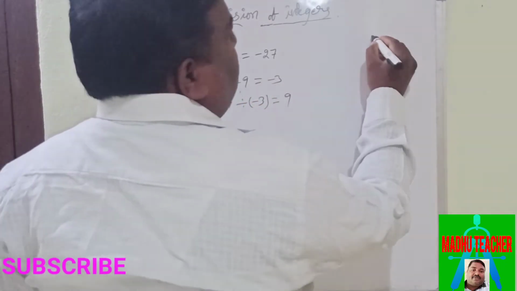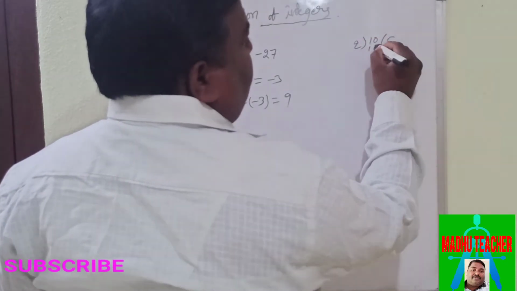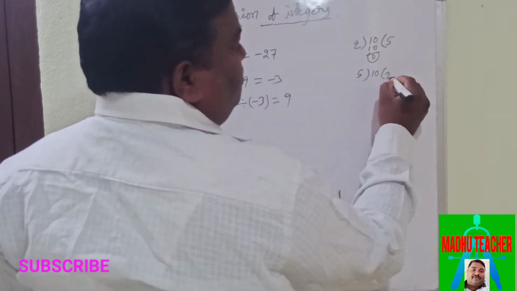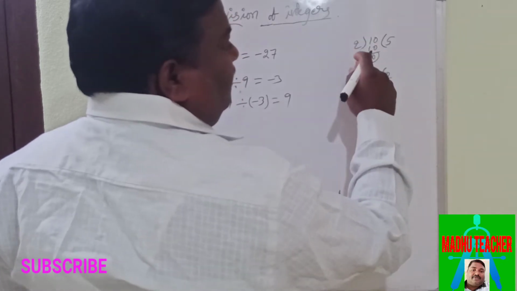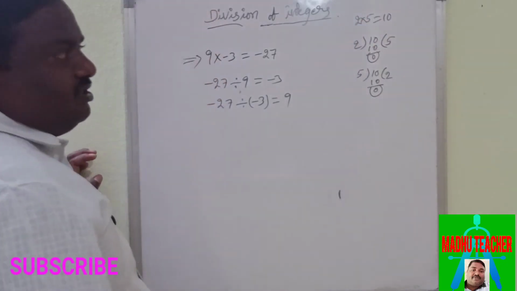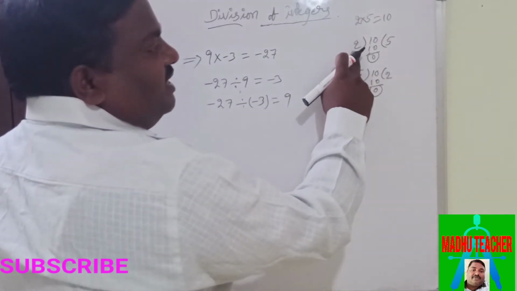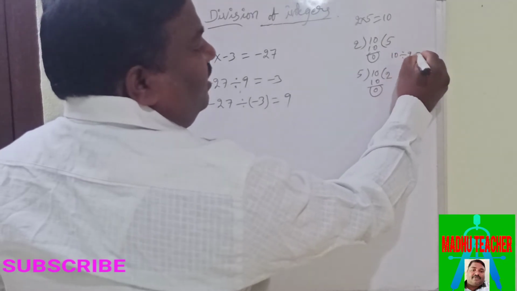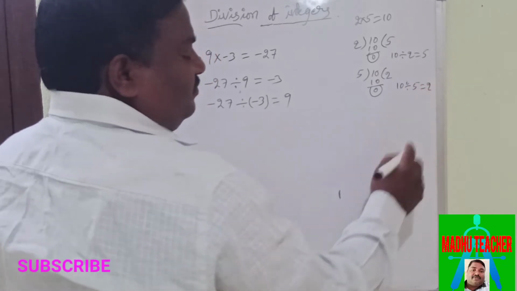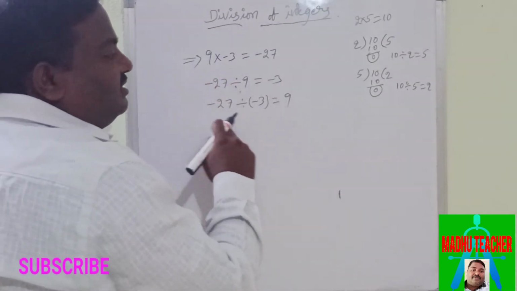You know this. Suppose 10 divided by 2: 5 2s are 10. Or 10 divided by 5: 2 5s are 10. From this we can write 2 5s are 10. This multiplication statement we can write as 10 divided by 2 equal to 5, or 10 divided by 5 equal to 2. Like this, 9 into -3 equal to -27, we can write as these two statements.